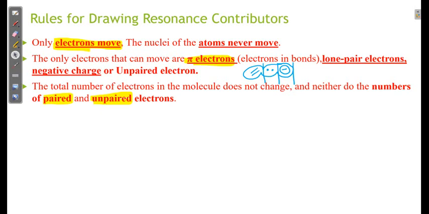Then let us see this with an example, because this example will give a clear idea.